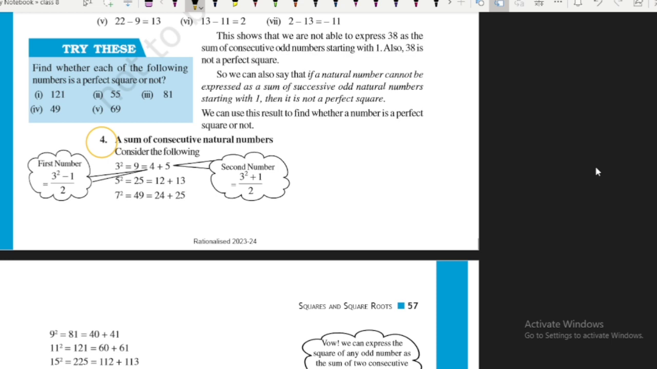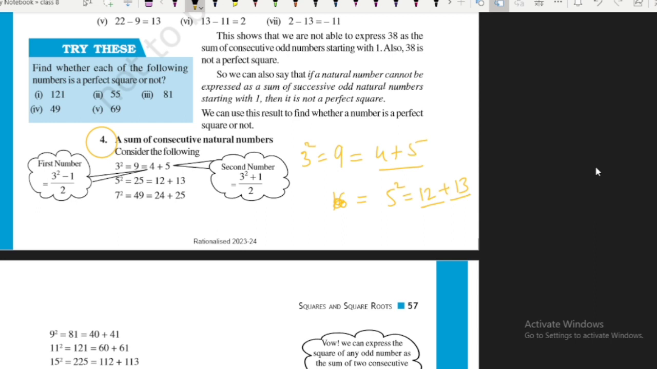Okay, next property, that is the fourth one: you can express any perfect square number as the sum of two consecutive natural numbers. For example, you can write 9 as 4 plus 5. That is, we can write it as the sum of two consecutive natural numbers. 16, we cannot write it, not even squares; we can write only squares of odd numbers, 3 square only. So 5 square we can write as 12 plus 13, as a sum of two consecutive natural numbers.